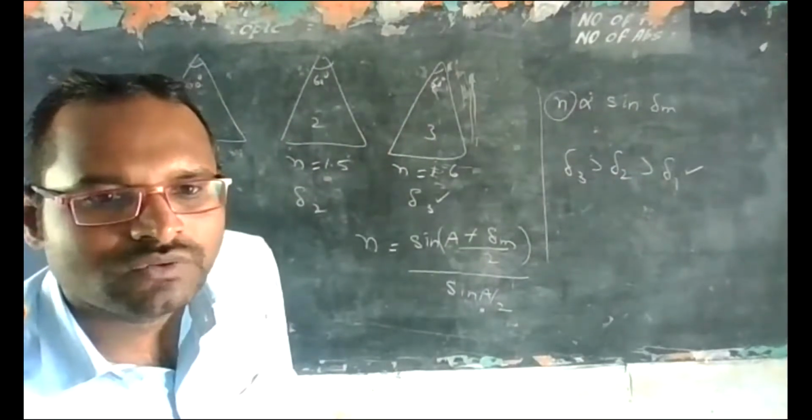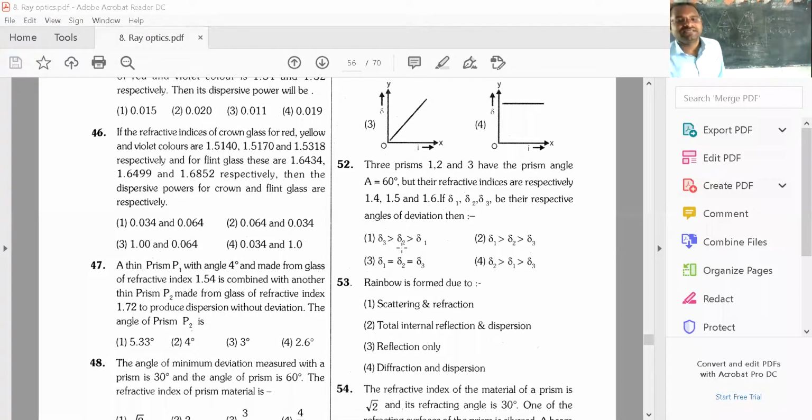I'm sharing now. I can show you the option also. Option 1 is the right answer: delta 3 greater than delta 2 greater than delta 1. I think you understand the reason why I have given that answer. I hope you understand. Okay? Yes. Next point.